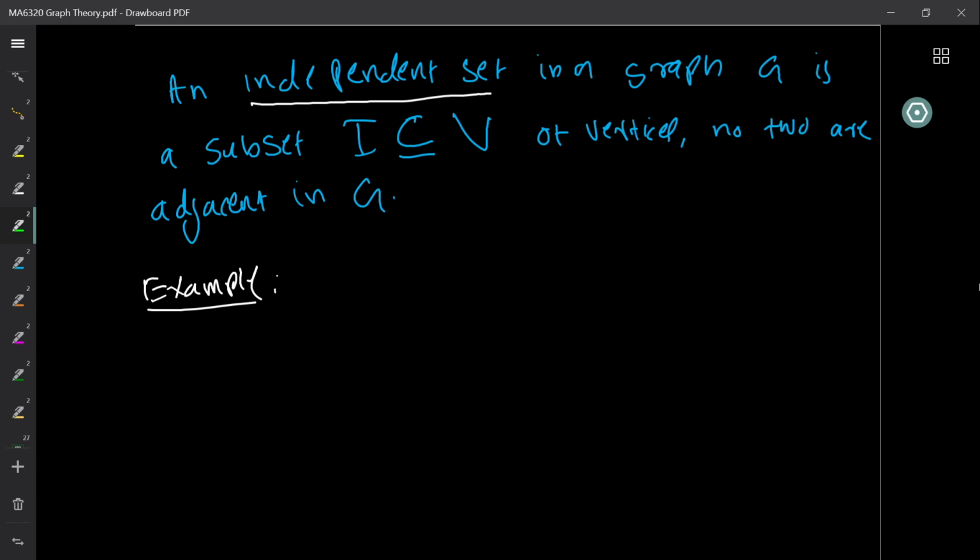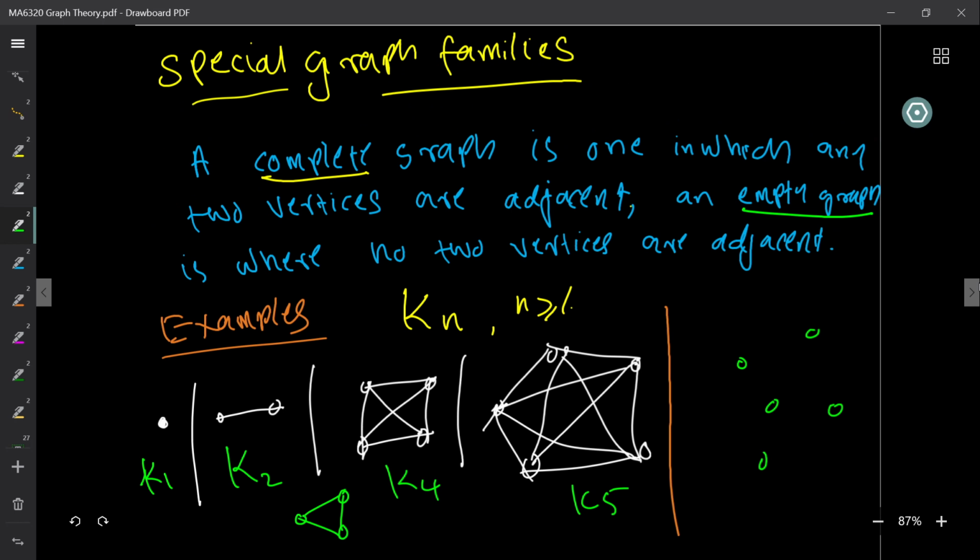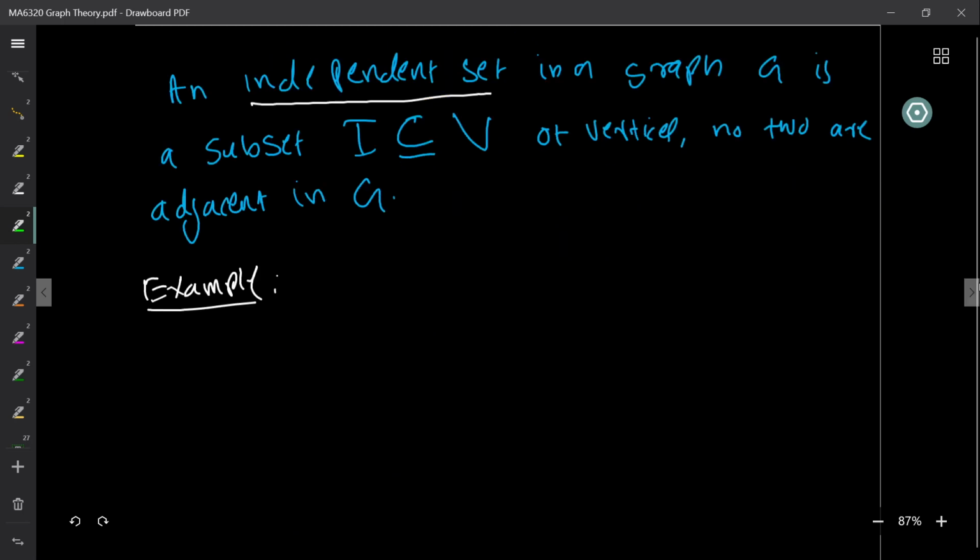Now, an independent set. So, this is another notion which is important. An independent set in a graph is a subset of vertices where no two are adjacent in the graph. So, the difference of this to the empty graph is that the empty graph says that the entire graph is edgeless. On the other hand, here we are looking at a subset where between those vertices in the subset there are no edges. So, let us look at this graph.